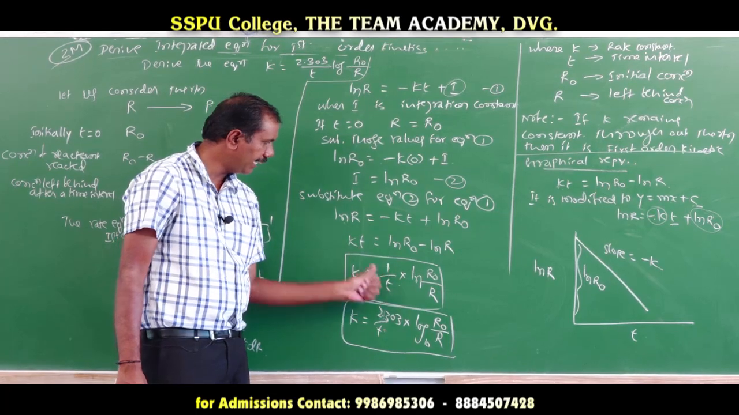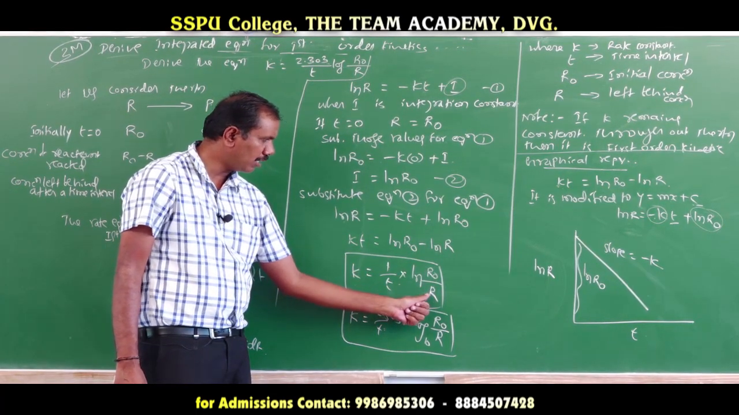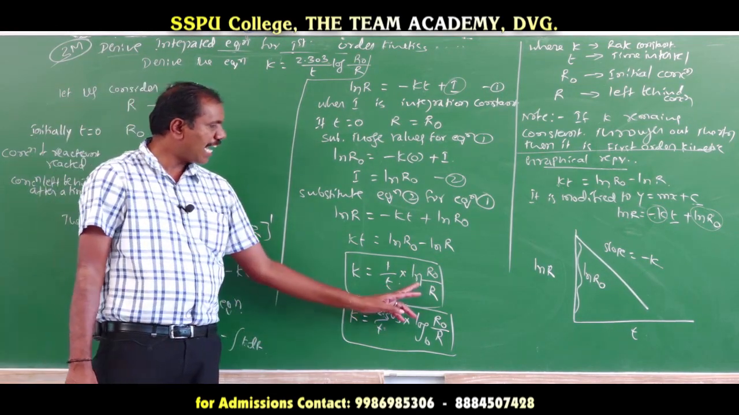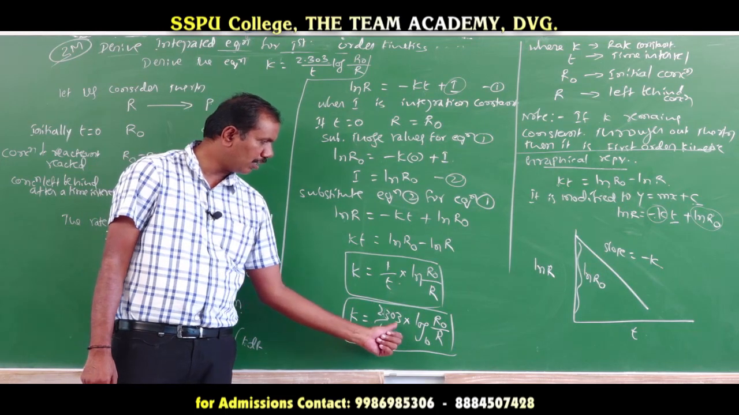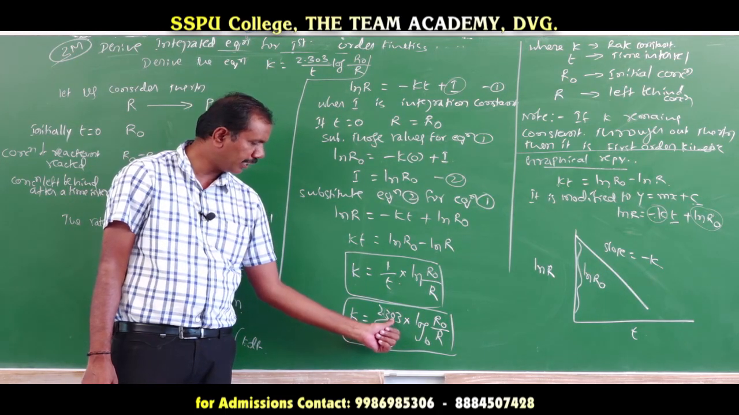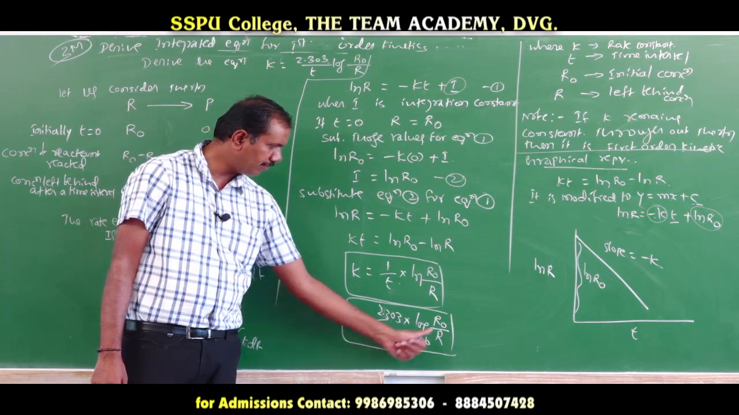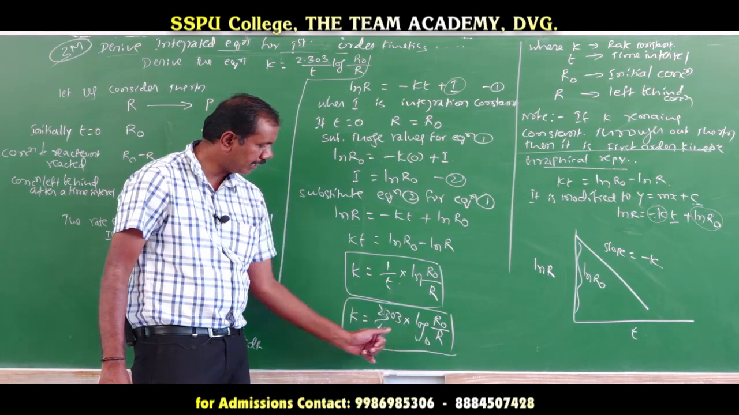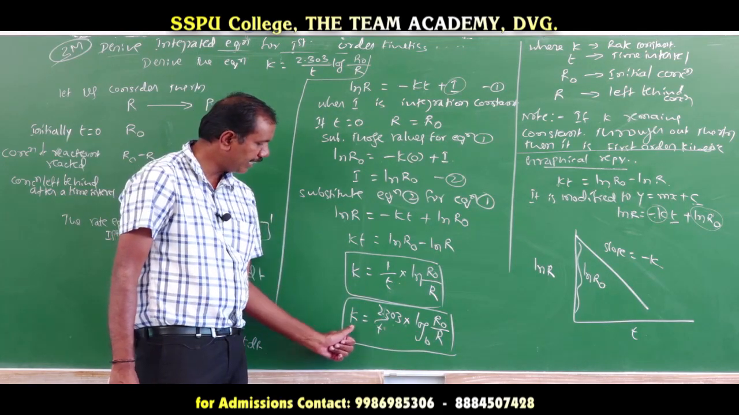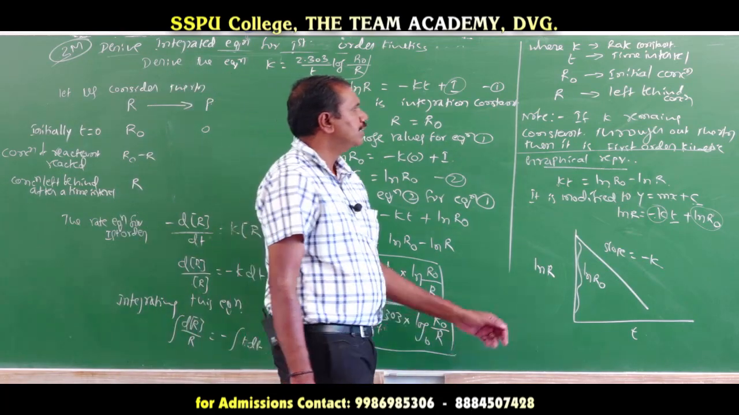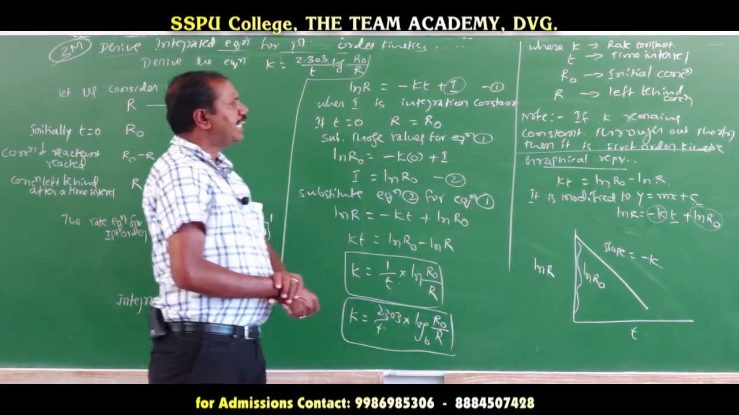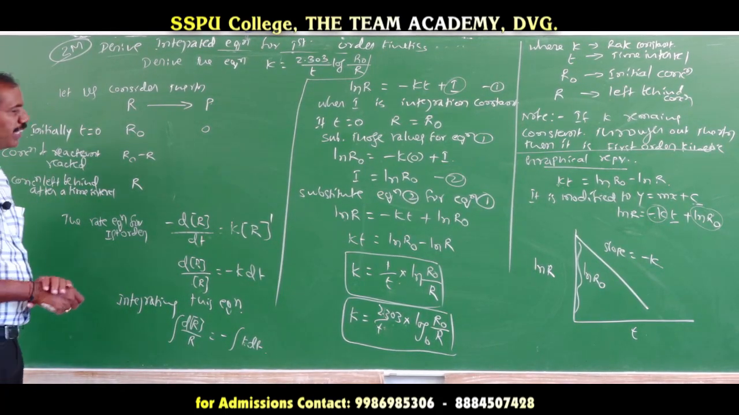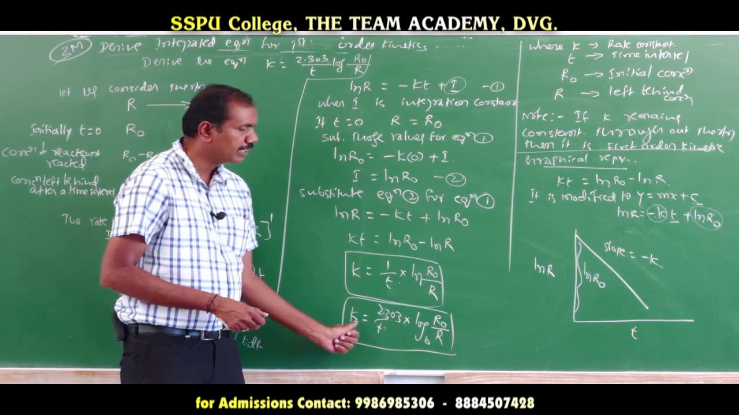K equals 1 by T into ln R naught by R, since ln A minus ln B we may write as ln A by B. If ln is converted to log, it should be multiplied by 2.303. So K equals 2.303 by T into log of R naught by R, where R naught is the initial concentration, R is the left behind concentration, T is the time interval, and K is the rate constant. Here K remains constant throughout the reaction. At any different time interval, if K remains constant, then it is first order kinetics.